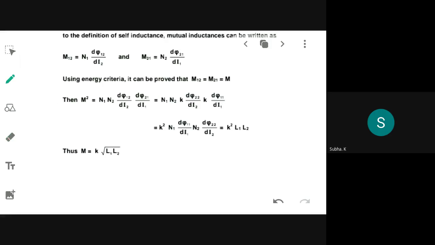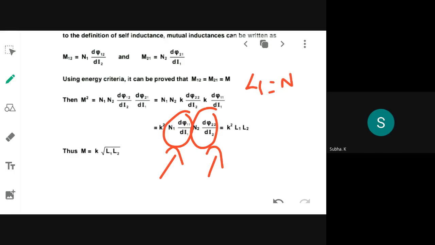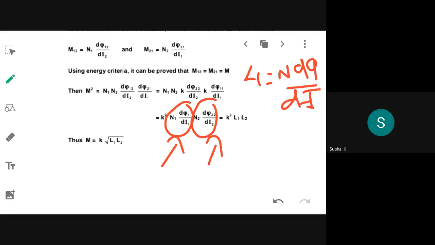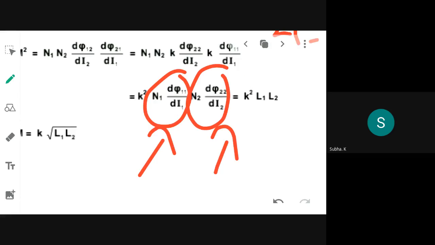I am grouping this like this. So these two can be written like what? You know the M1 formula and the formula for self-inductance. What is the formula for self-inductance? N into d phi by di. So if you closely observe this equation, this is L1 and this is L2. Here also 1. So that can be written as L1, no? Yes, ma'am.